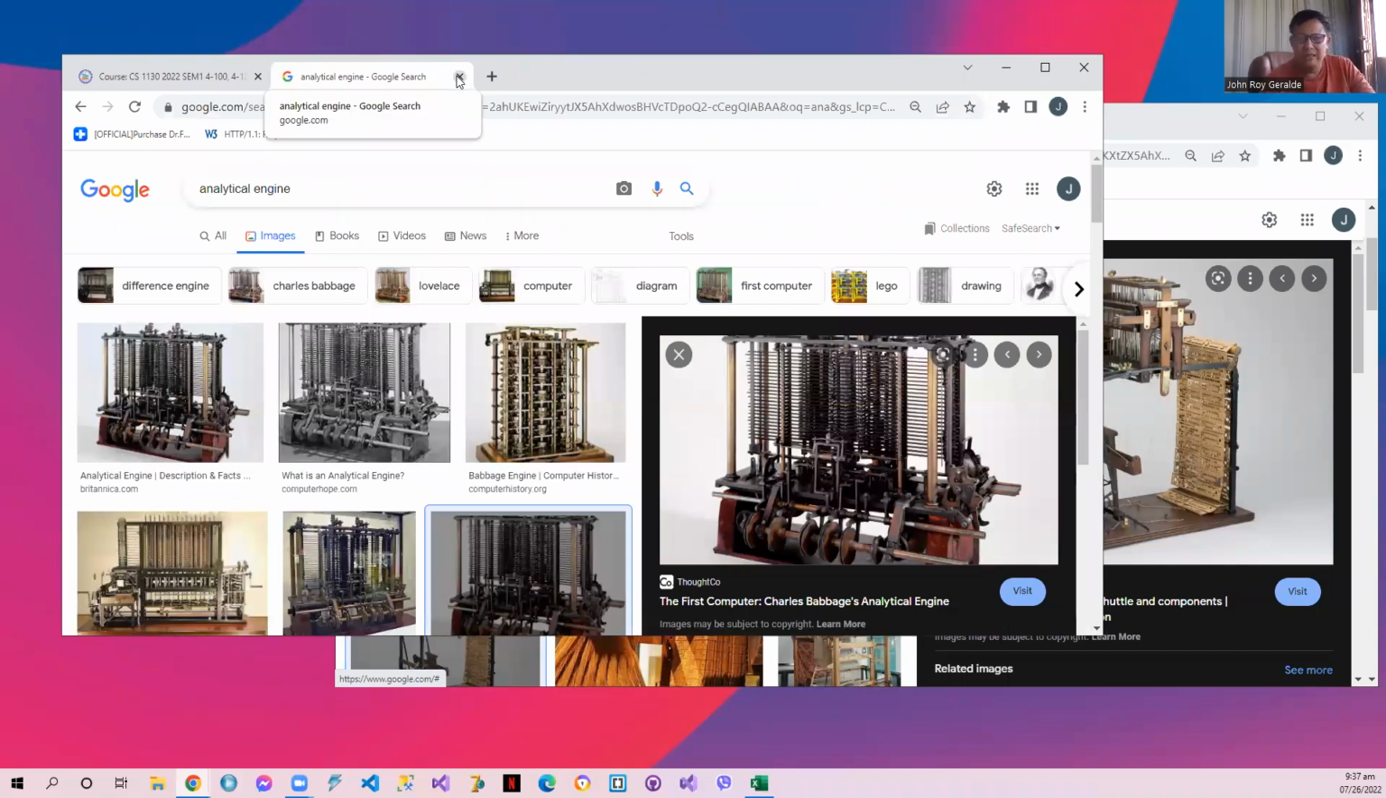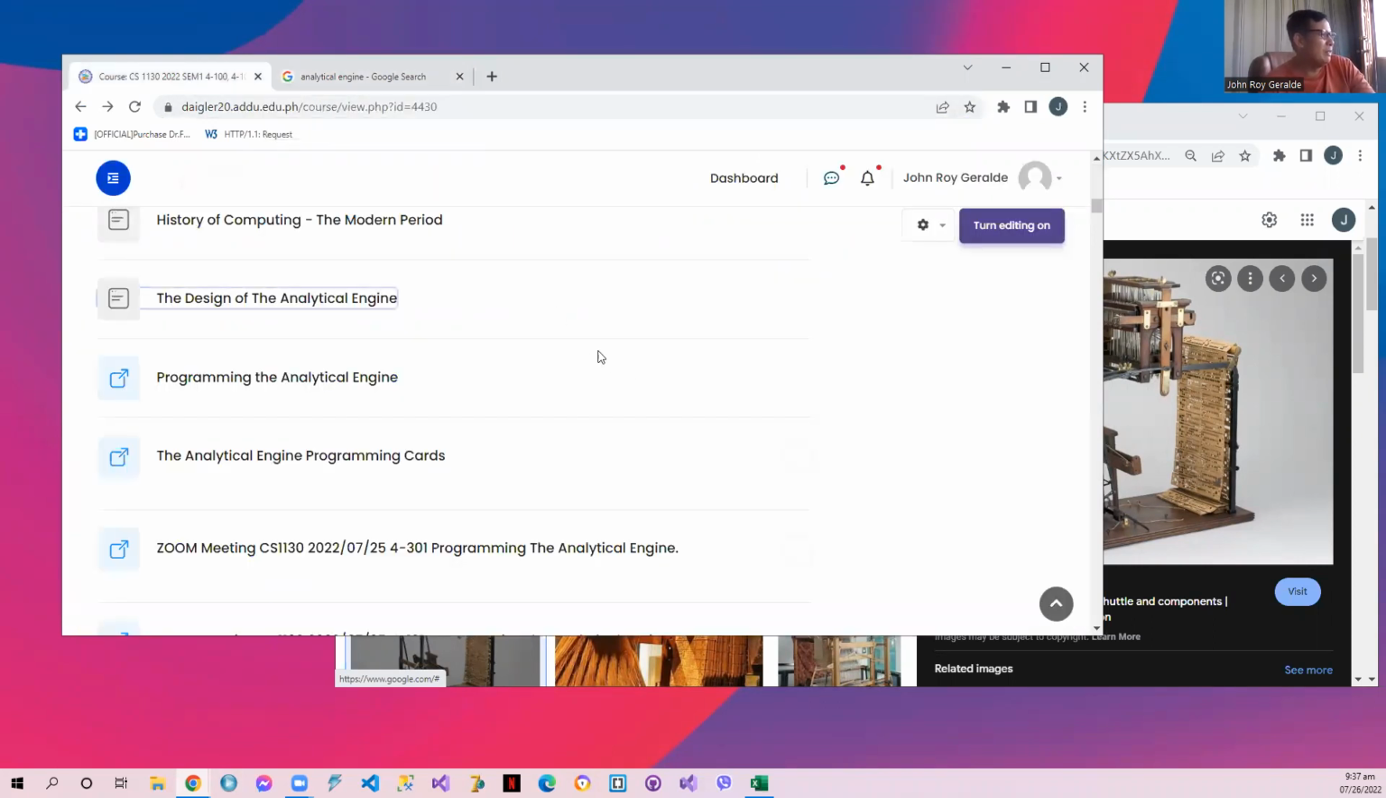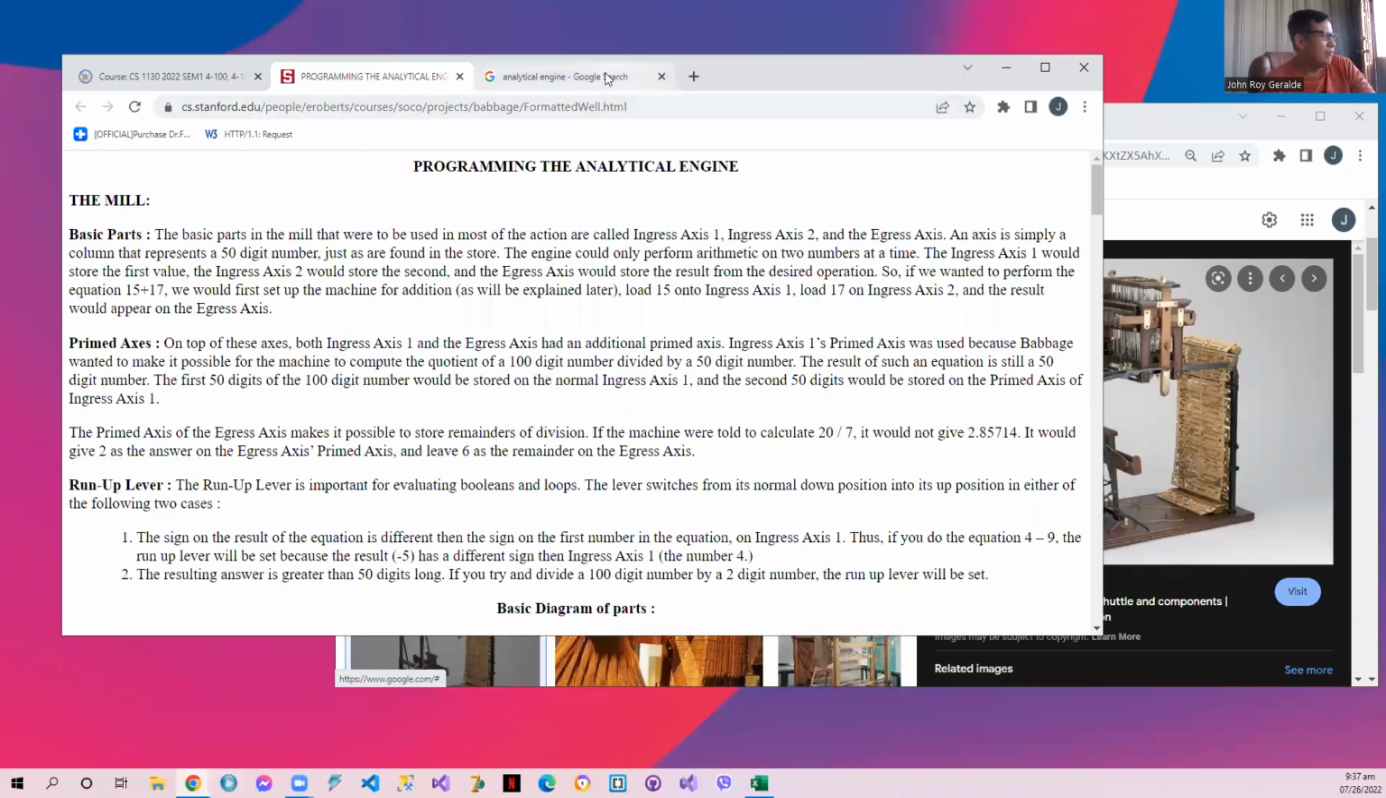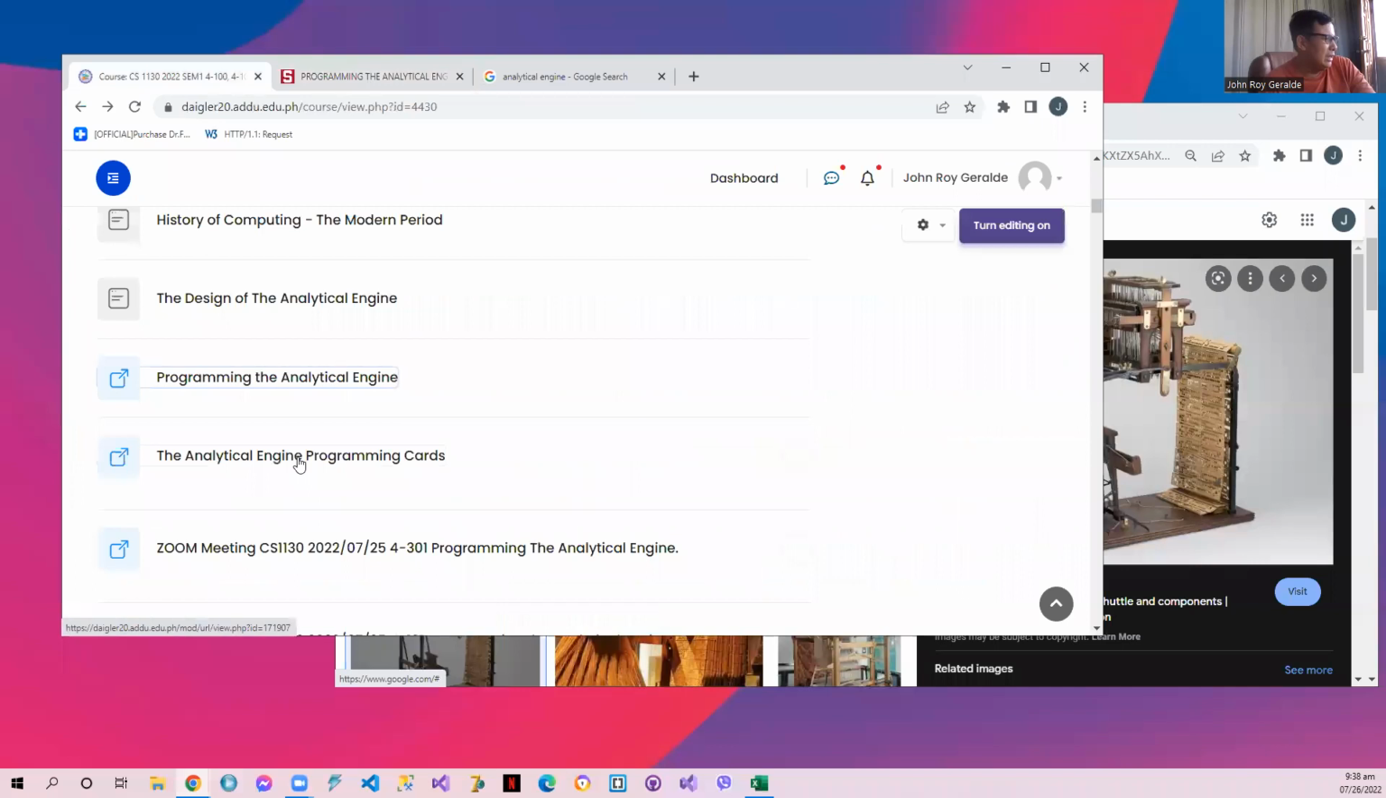Now, how will it work? Okay, that's the next question. How will the machine work? We have two sources here: programming the analytical engine from Stanford, and the analytical engine programming card.